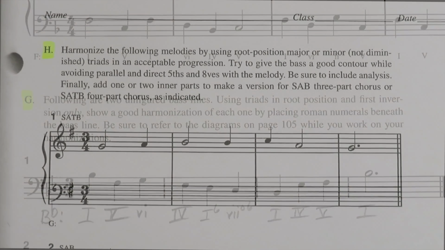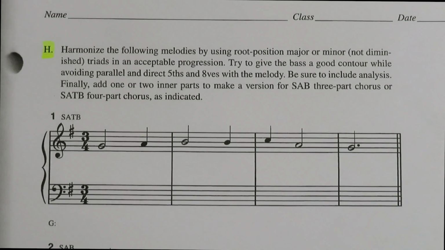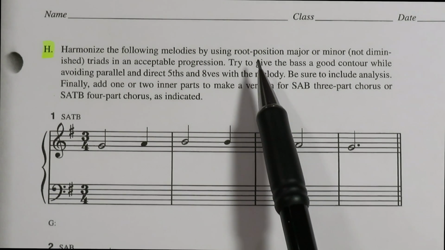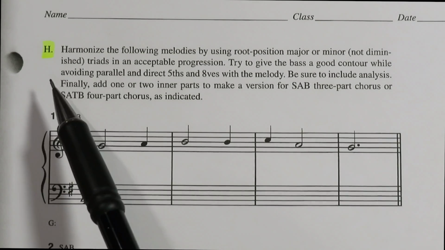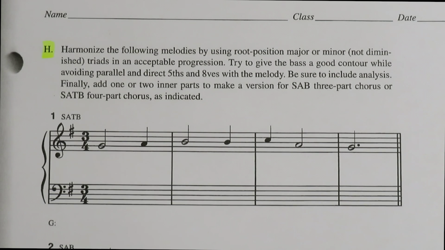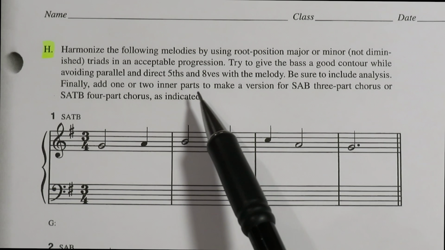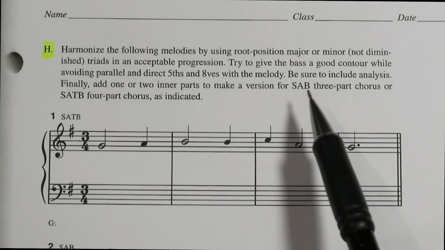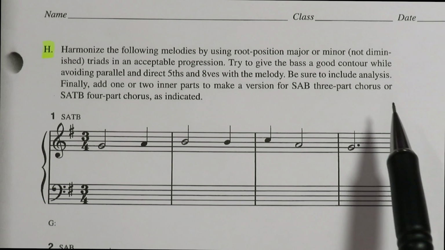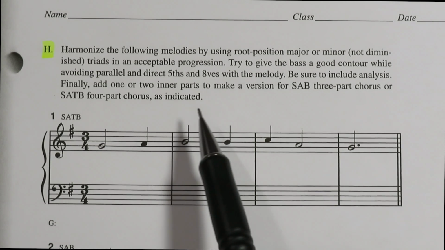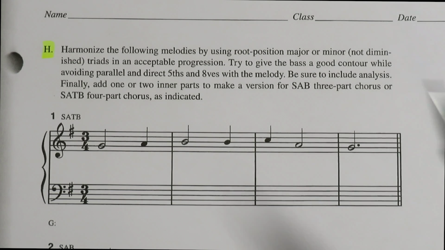Hi, so here we are in part H, and we are to harmonize the following melodies by using root position, major or minor, not diminished triads, in an acceptable progression. Try to give the bass a good contour while avoiding parallel and direct fifths and octaves with the melody. Be sure to include analysis. Finally, add 1 or 2 inner parts to make a version for a 3-part or 4-part chorus as indicated. But I think we're only doing 4-part choruses.